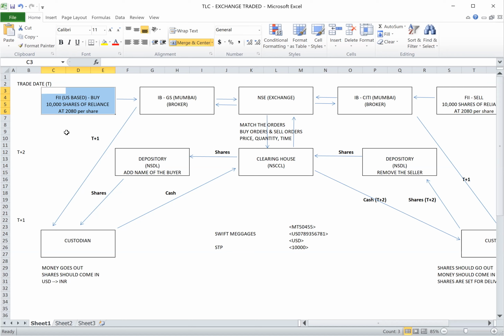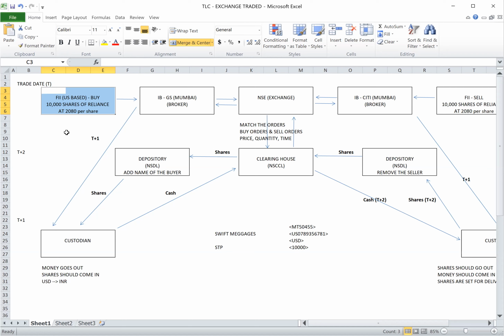So the order would go to Goldman Sachs Mumbai. That would act as a broker for Vanguard. See guys, Vanguard needs to be registered with SEBI also. That's why they can participate in Indian markets. Not anybody can come in and buy the shares of Asian Paints or Reliance or any Indian stock. They have to be registered with SEBI. So let's assume Vanguard is registered with SEBI. Goldman Sachs Mumbai is registered with SEBI.